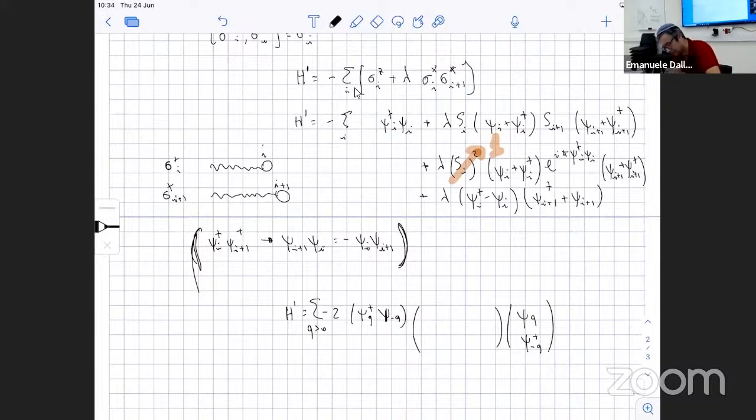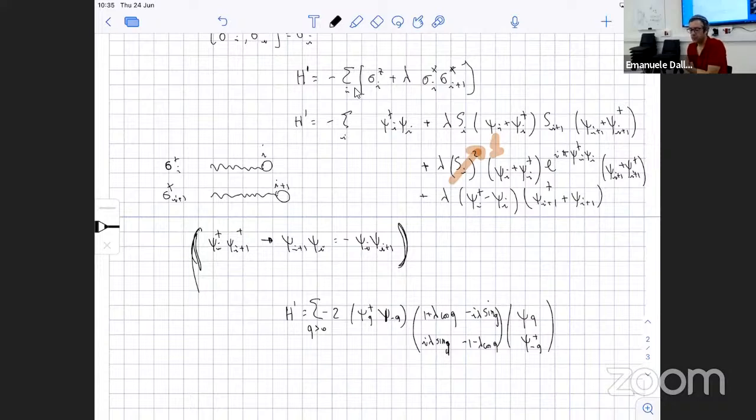So what lies in the matrix is 1 plus lambda cosine q, minus i lambda sine q, i lambda sine q, and minus 1 minus lambda cosine q. Sorry, this is sine q, and this is sine q. Okay, this is the Hamiltonian.